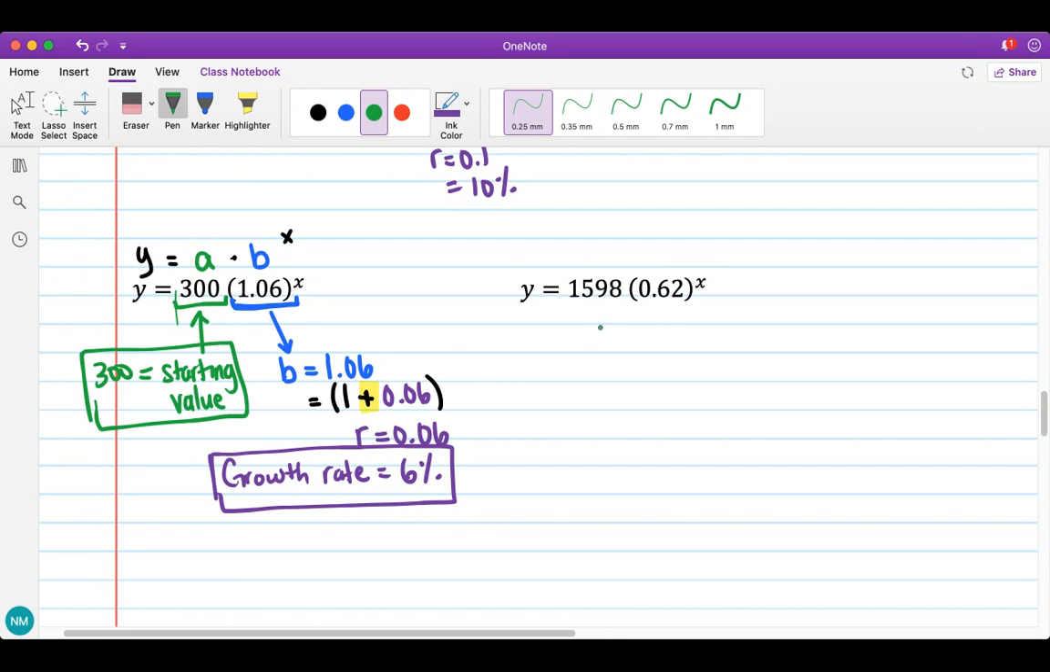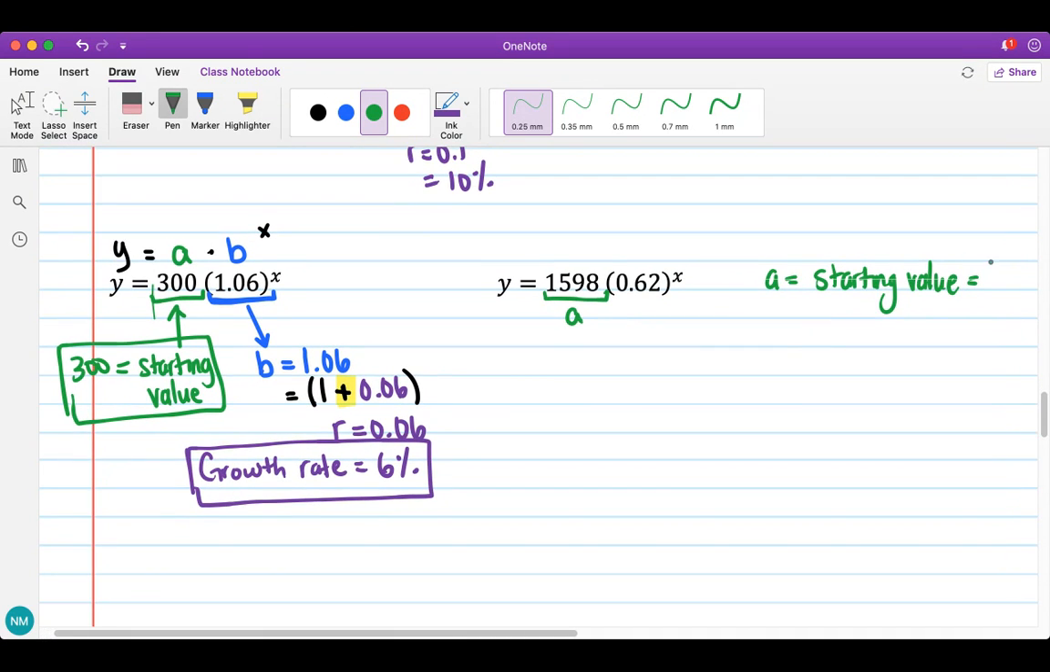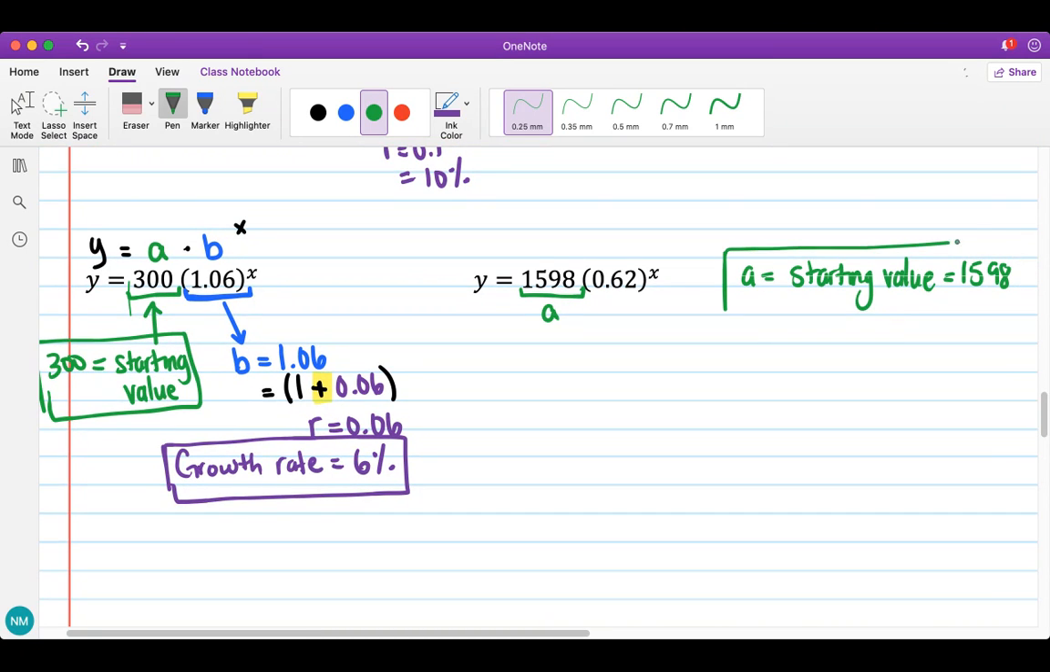Let's jump here. So my starting value is equal to whatever A is. So A is equal to my starting value, which is, there it is, 1598, whatever it is. So it might be 1598 people, right? 1598 bacteria, 1598 cases of the coronavirus, whatever it might be. It could be anything, whatever the context of that problem is. Okay, and then we have here B, not with the X.